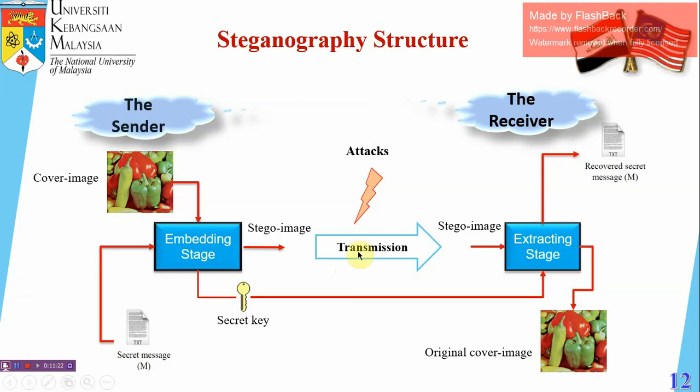The receiver on the other side can receive the stego image or the stego media, so as to recover the secret message by the extracting stage. He will get the secret message or secret information at this stage, and he will also get the original cover image.